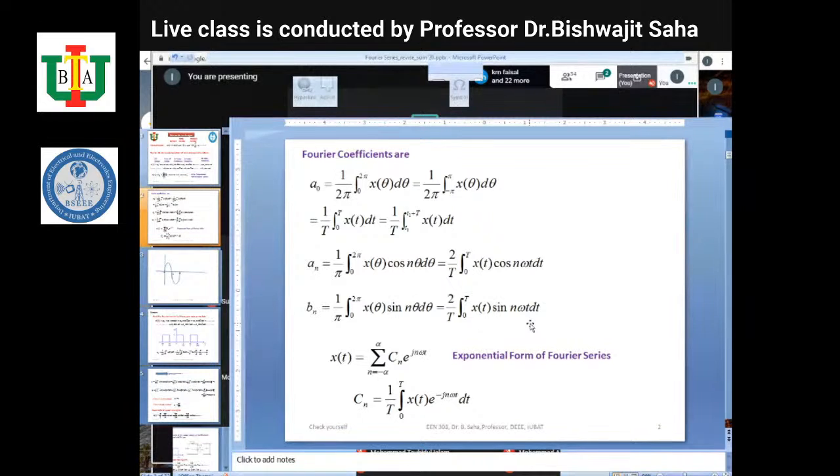In this slide, A0 is equal to 1 by 2 pi, then integration 0 to 2 pi. Then the second line, 1 by T, integration 0 to T, sir. What does that mean, sir, actually? 1 by T is 2 pi. T is equal to 2 pi, and 0 to T is equal to 0 to 2 pi, sir. Yes, T equals twice pi. Look at this diagram.